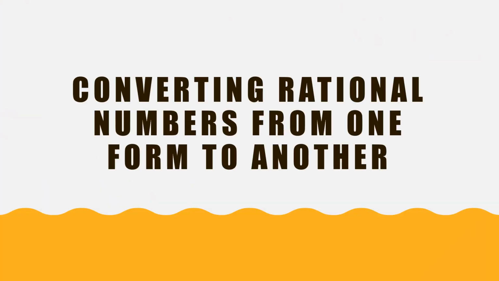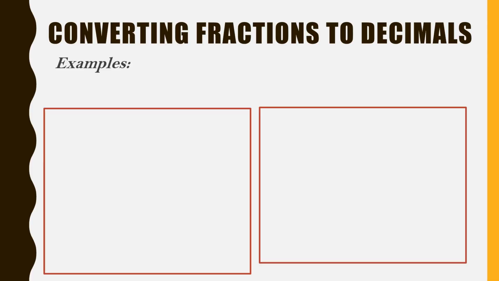And let's move on with converting rational numbers from one form to another. So the first one is converting fractions to decimals. Let's go on with some examples. Okay, for number 1, we need to convert 1/4 into its decimal form.